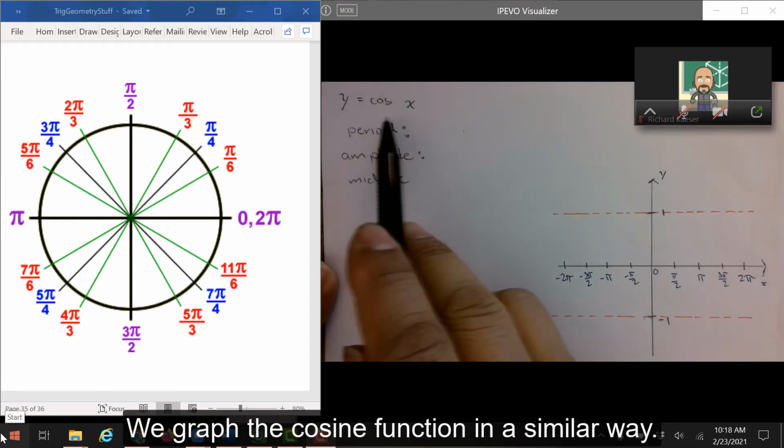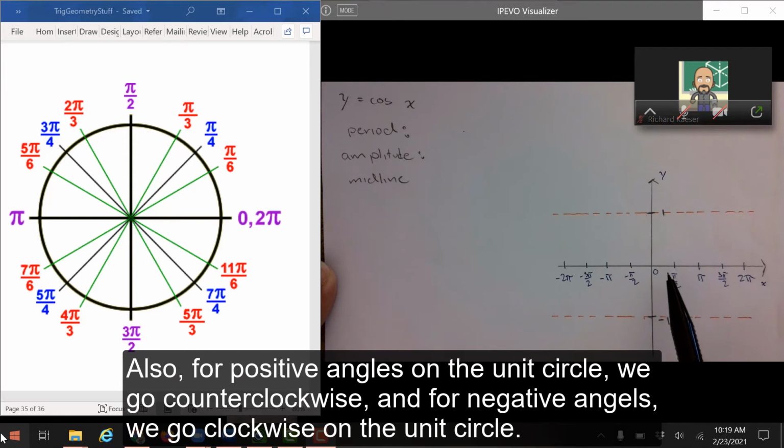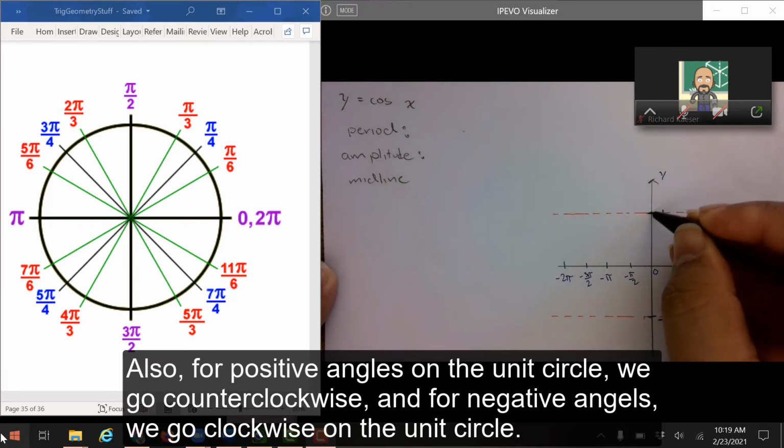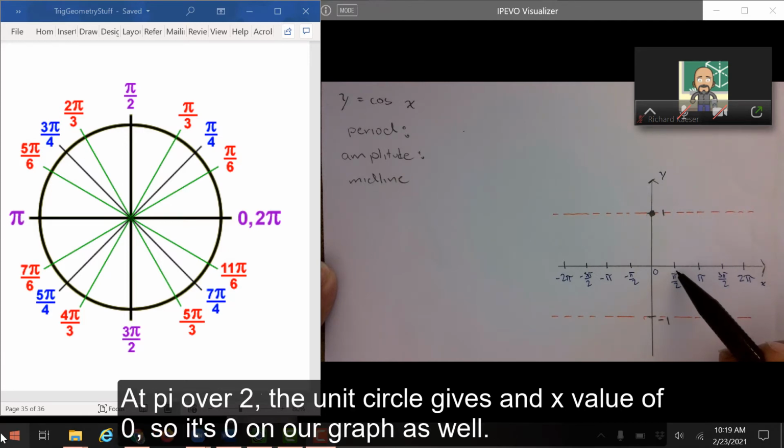We graph the cosine function in a similar way. We plug in x values that relate to angles on the unit circle, and the y values correspond to the x values on the unit circle, since cosine theta equals x over r. Also, positive angles on the unit circle, we go counterclockwise, and for negative angles, we go clockwise on the unit circle. At x equals 0, or the angle 0 on the unit circle, our y is 1, since x is 1 on the unit circle.